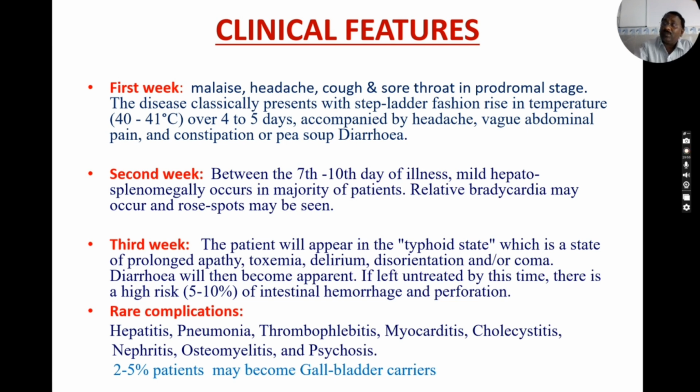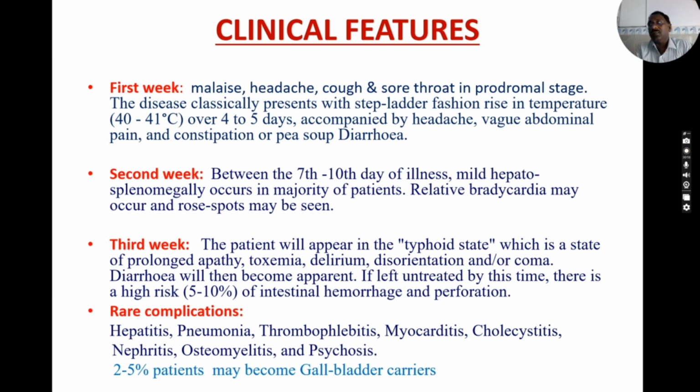But usually nowadays we are not seeing this because of the early usage of paracetamol, Dolo 650, or antibiotics. Accompanied by the headache, vague abdominal pain, constipation or pea soup diarrhea. Both are common in typhoid fever. Not always 100% diarrhea. Sometimes constipation is also common in typhoid fever.